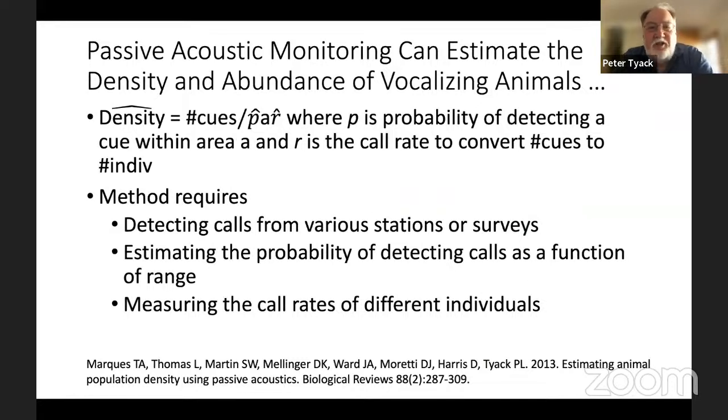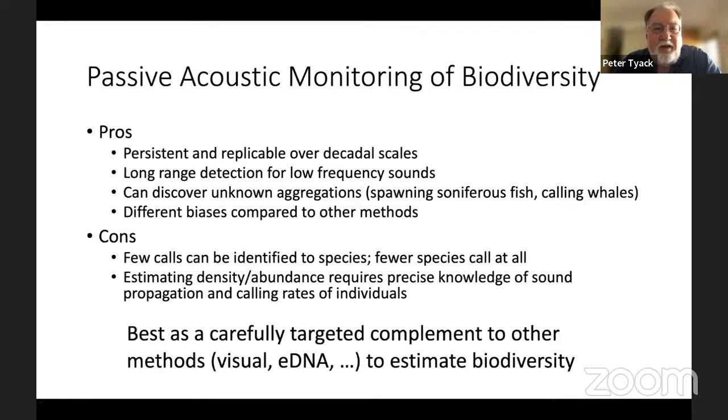As a last use of these sounds, I'll point out that passive acoustic monitoring can be used to estimate the density and abundance of vocalizing animals. Your estimate of the density equals the number of cues, like the clicks you detected in a unit of time, divided by the probability of detecting the cue within an area A, and R is the call rate to convert the number of cues to individuals. The method requires detecting calls from various stations, estimating the probability of detecting calls as a function of range, and measuring the call rates of different individuals. But this is a very useful way to estimate the density of animals.